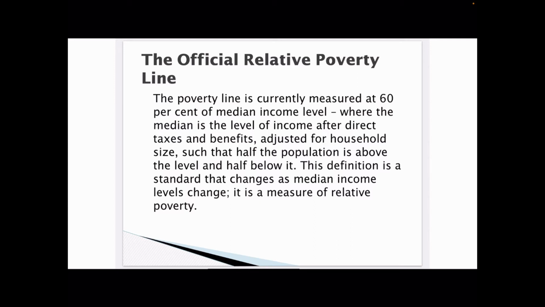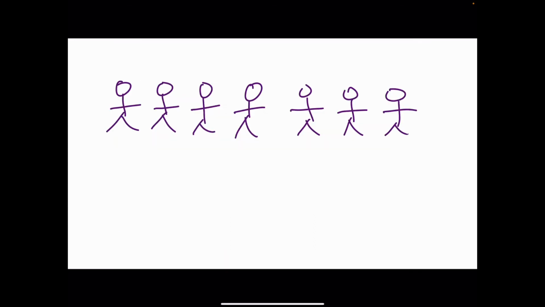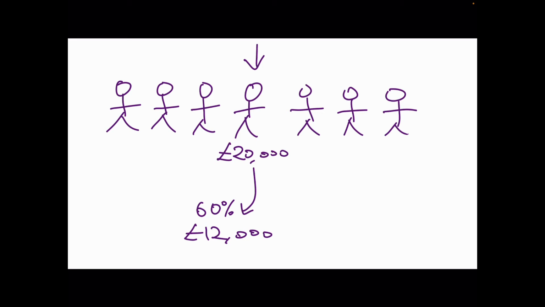Okay, so it talks about 60% level of median income, half the population above the level, half below. It's not really very clear, very easy to understand. Okay, if you draw an odd number of people, you can find the median person and give them a nice round number salary. And then you take 60% of that. It's really clear then to see that anybody who is earning less than that amount is going to be classed as being in relative poverty.